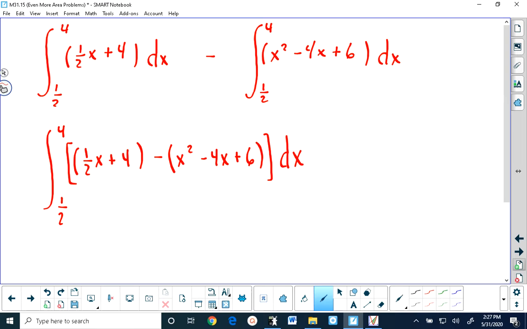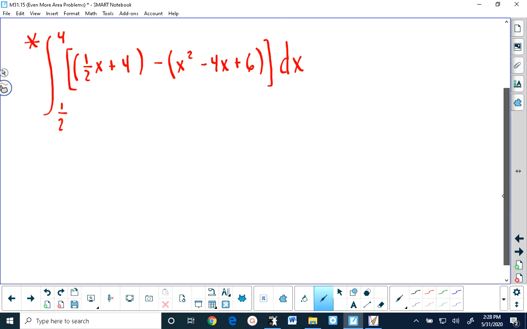Before we go any further, you have to accept that this is true, but before we go any further, you should simplify that integrand. The whole point of doing this is you don't have to do two antiderivatives. You don't have to do this antiderivative and this antiderivative. You only have to do one antiderivative. So make that integrand, the thing you're going to anti-differentiate, as simple as possible. This goes from 1/2 to 4.